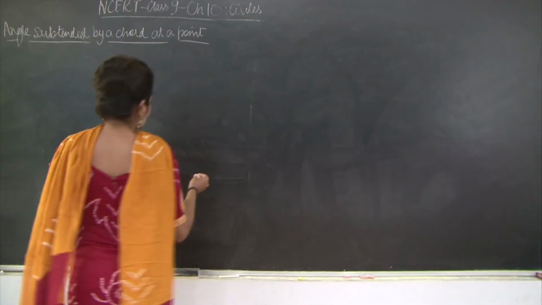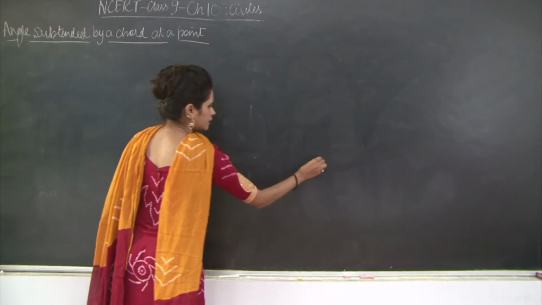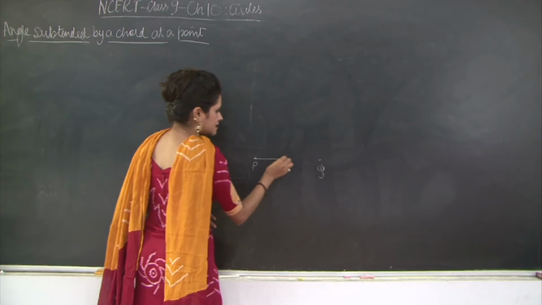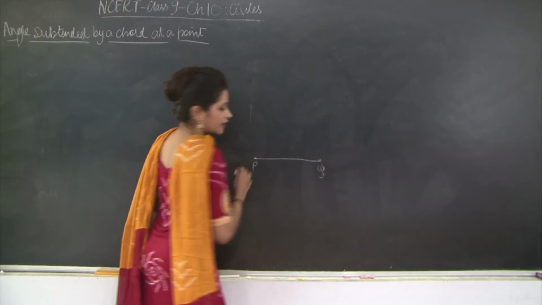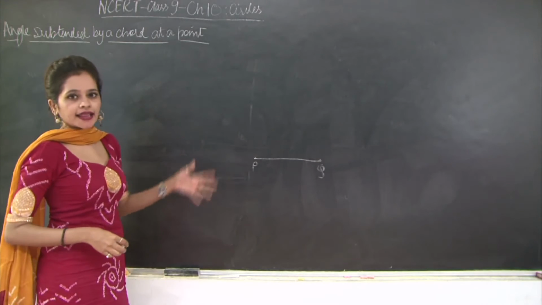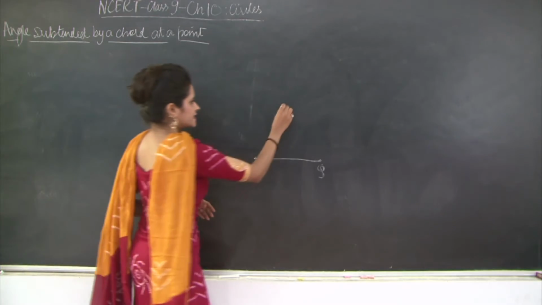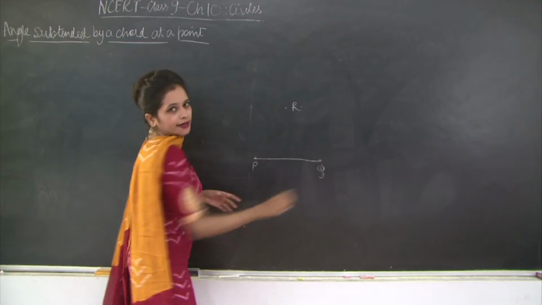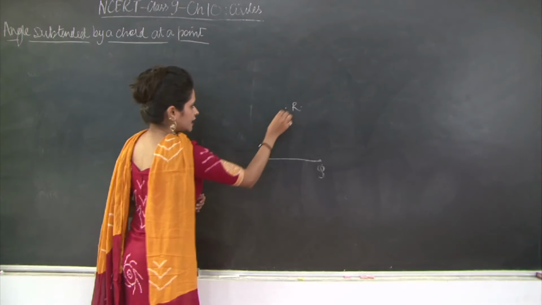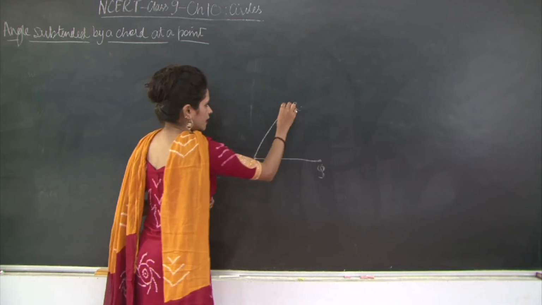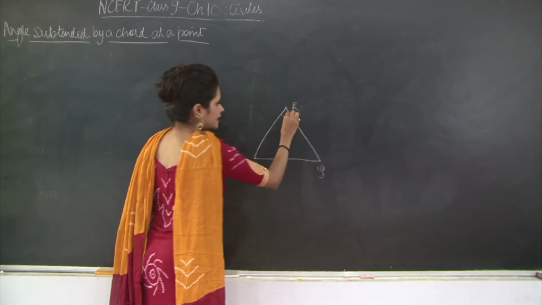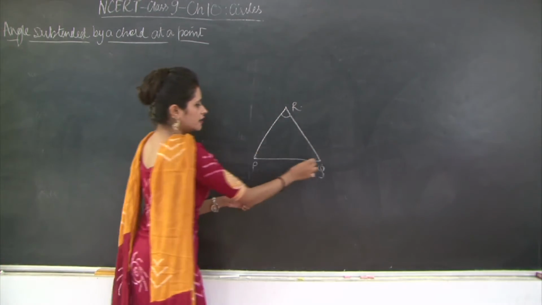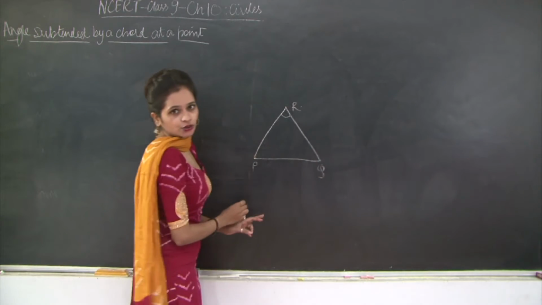Let's say I take any 2 points P and Q and I join this line segment PQ. Then I take any other point R that does not lie on this segment PQ. Let's say I am taking this point R over here. So PQ and R are non-collinear points. And when I join R to P and R to Q, then this angle so formed, that is angle PRQ, is the angle subtended by the line segment PQ.